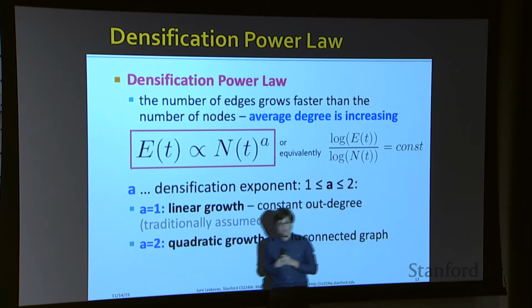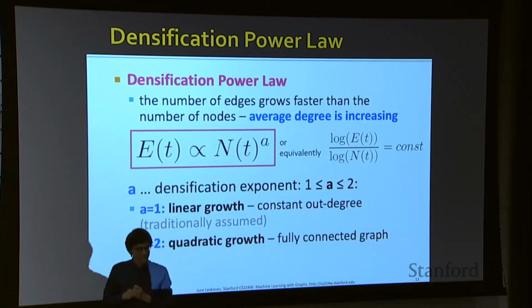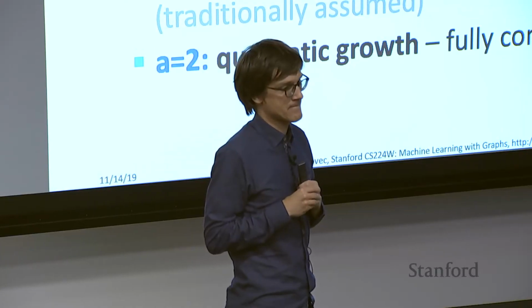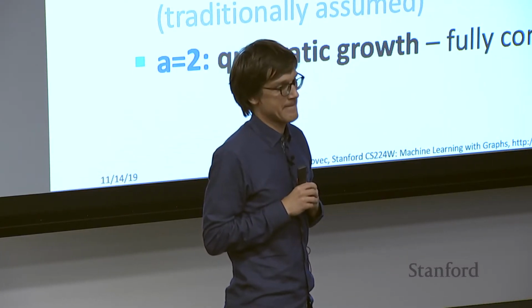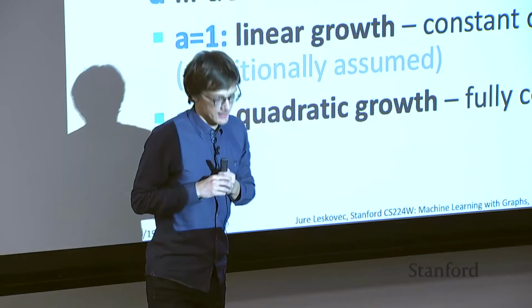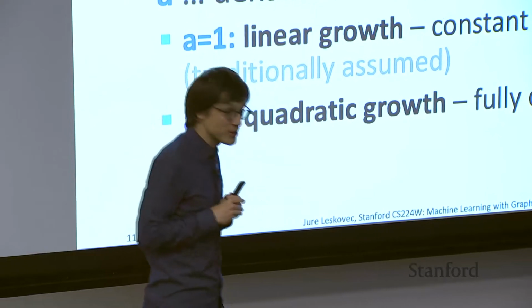Yes? So when you talk about the number of nodes growing over time, especially in observational data, are you assuming that if a node is there at time t, it's going to be there at time t plus 1? Or could it be different nodes coming in and other nodes going out? Great question. So actually, it's both.